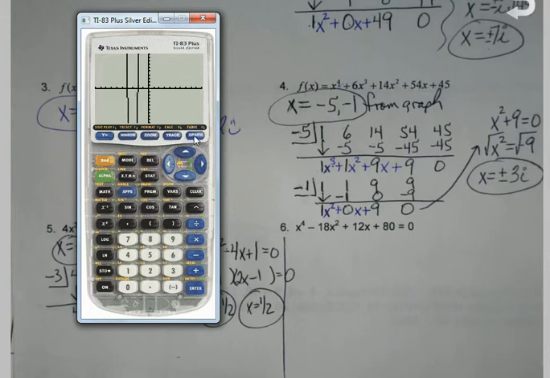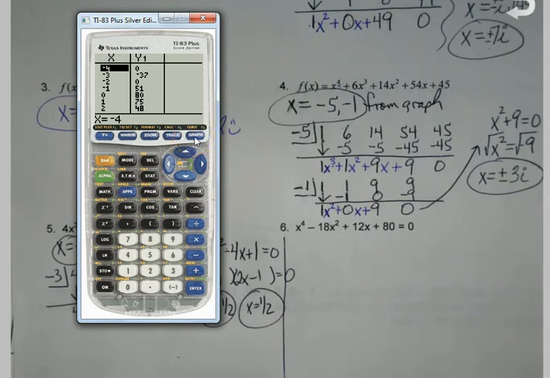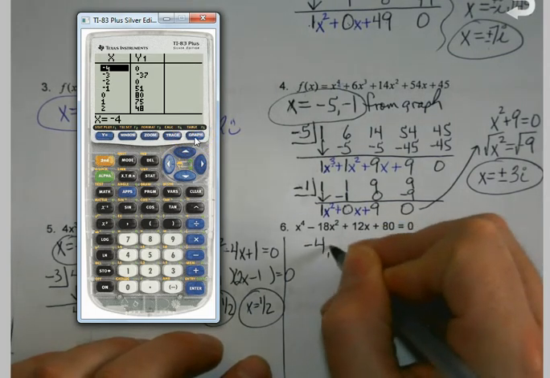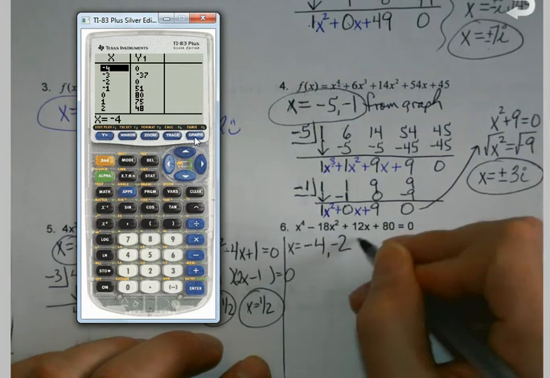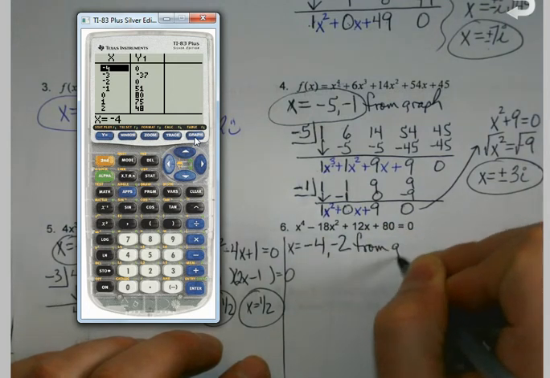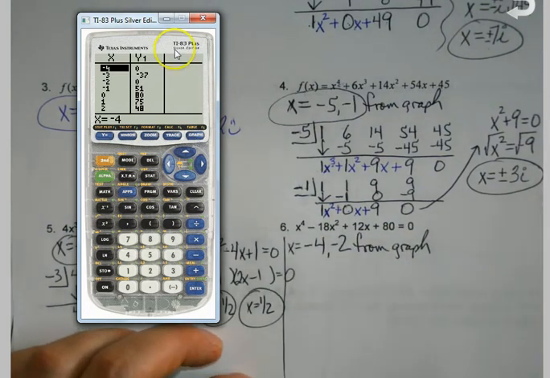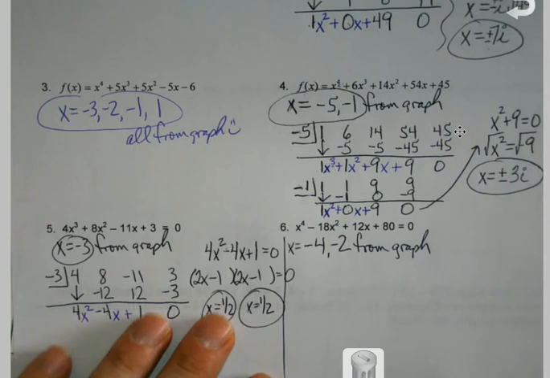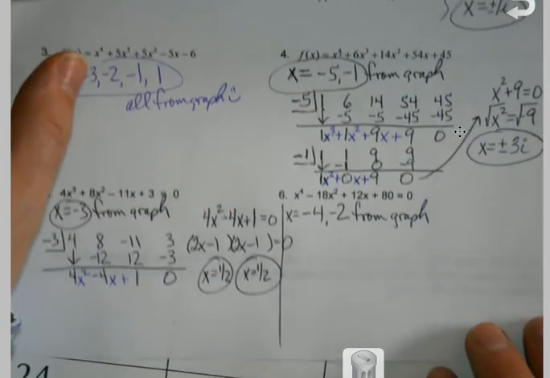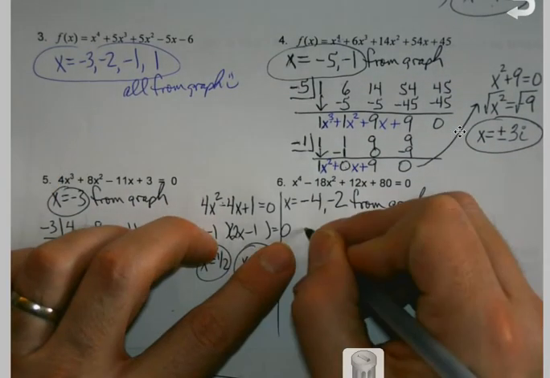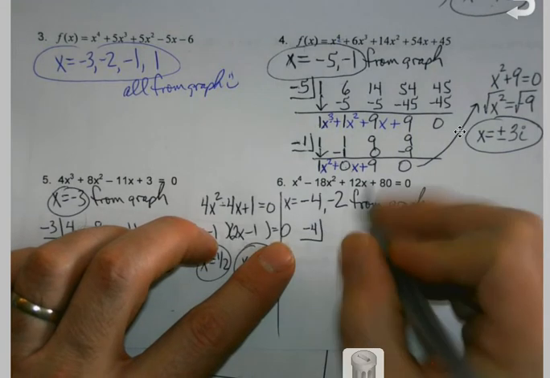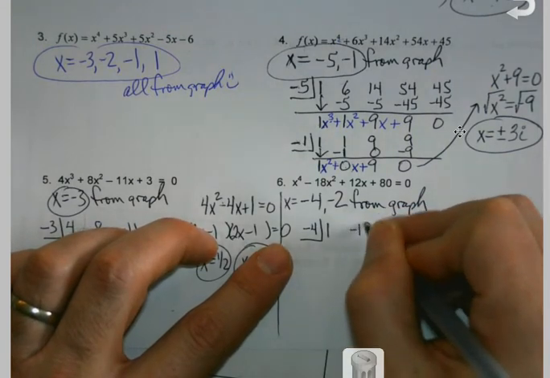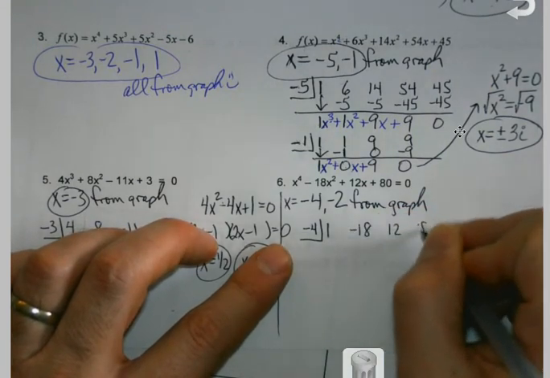And I see 2 solutions when I need 4. Drat. Okay, so I've got -4 and -2 from the graph. So similarly to what we did up in number 4, looks like we're going to have to do synthetic division on this a couple of times. That's no big deal, though. So 1, -18, 12, 80.